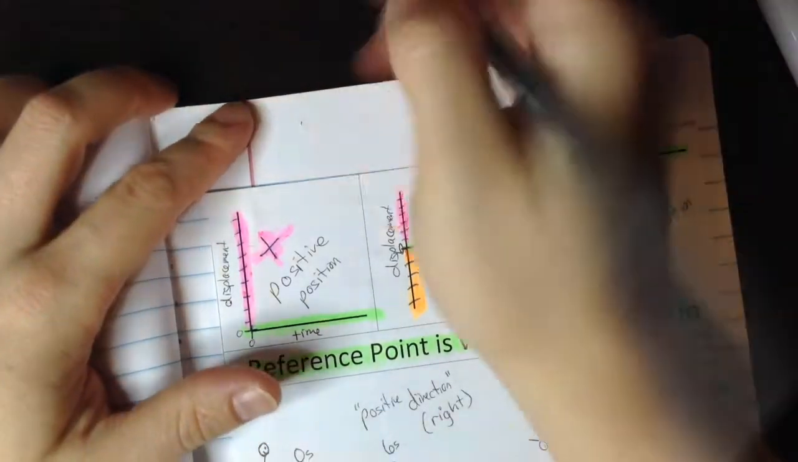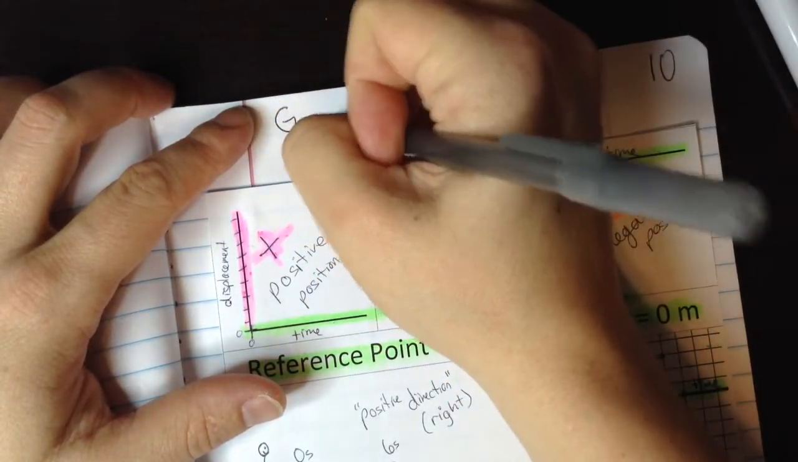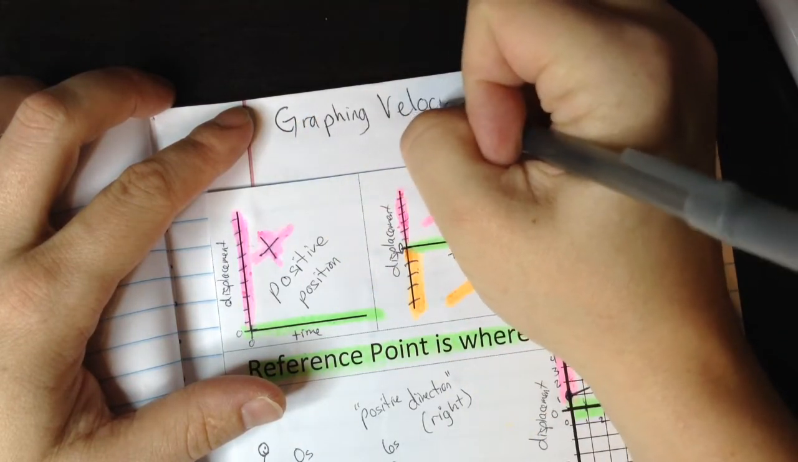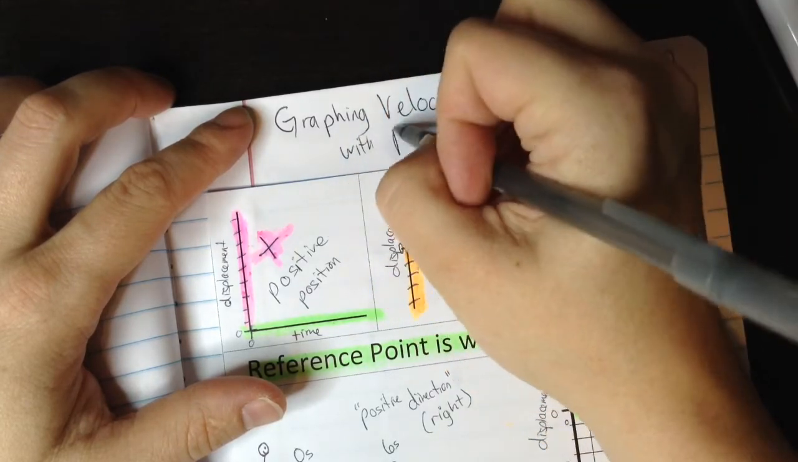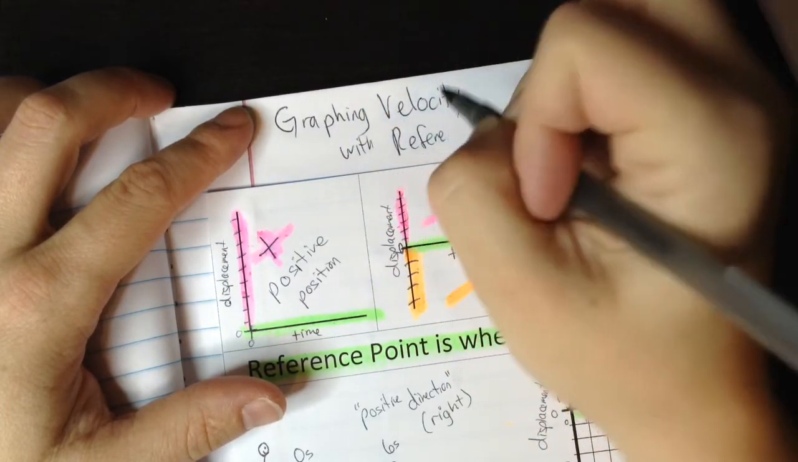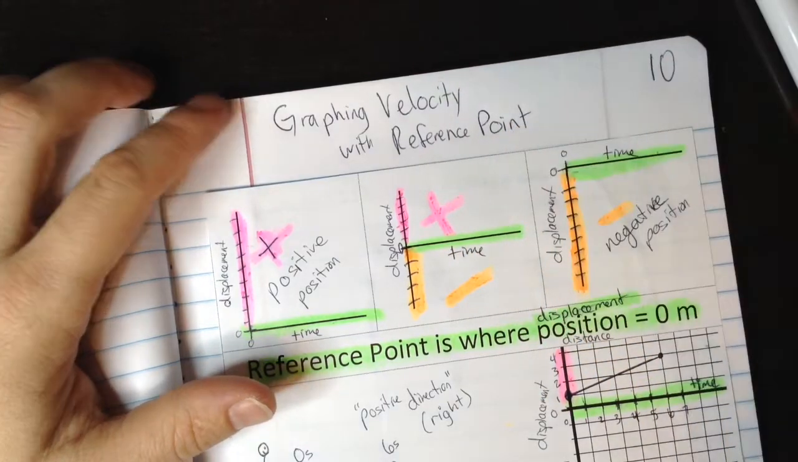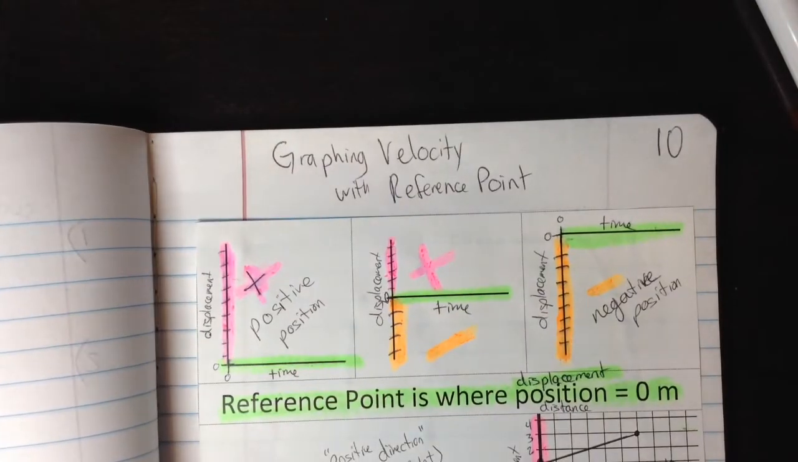And the title, Graphing Velocity with reference point. Okay. So that's our page 10.